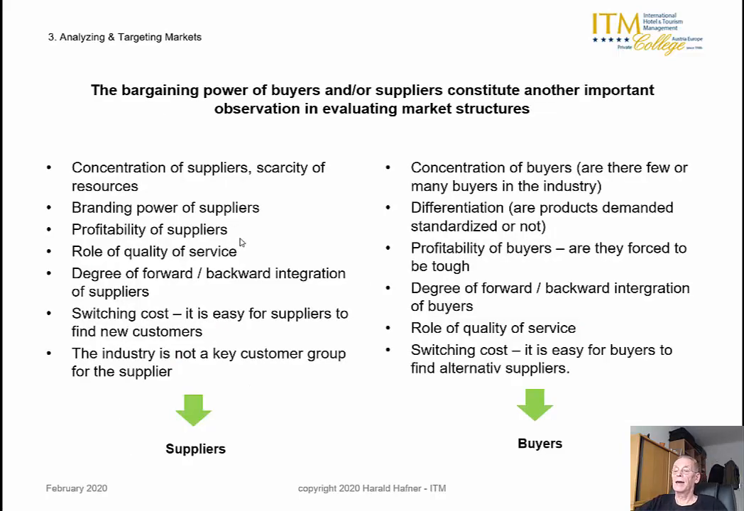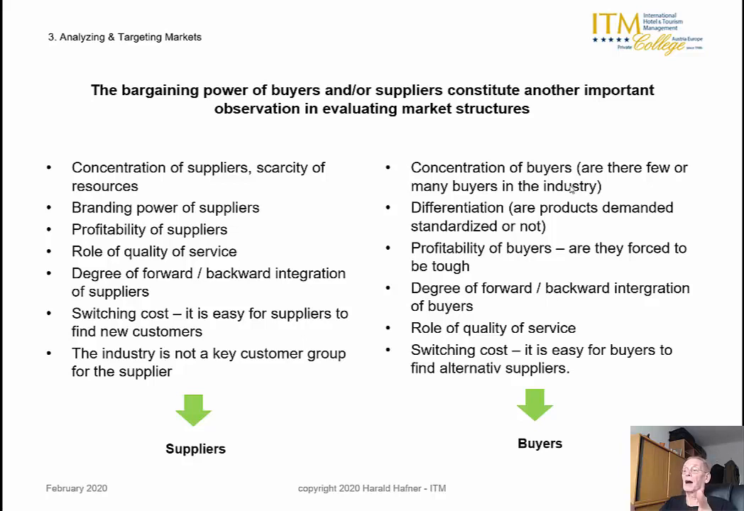Coming to the bargaining power of suppliers and buyers. This is the chart that outlines the different things. Let me start with the buyers first. Concentration of buyers. There are few or many buyers in the industry. Well, if there are many buyers, that's good news, because each organization can turn to a buyer. But if there are only a few buyers, they exercise a lot of bargaining power, because they're the only ones that you can turn to.